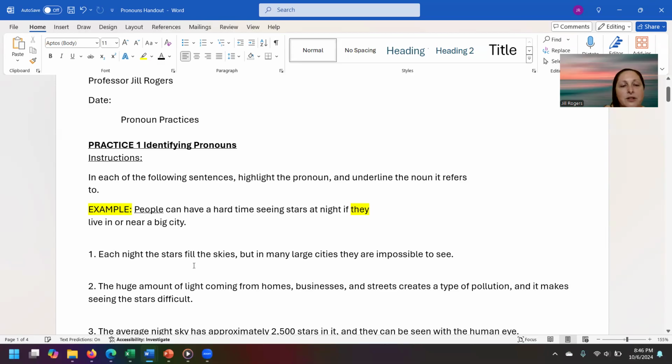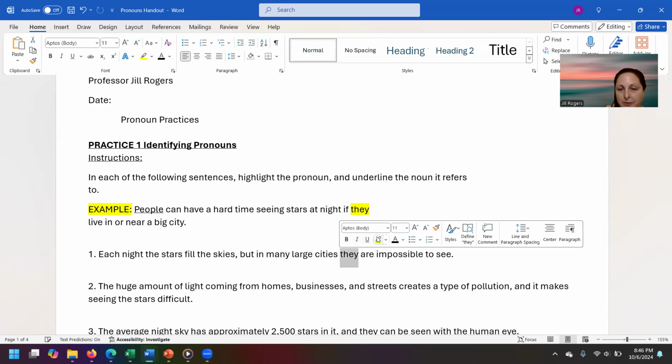The next sentence: each night the stars fill the skies, but in many large cities they are impossible to see. Okay, so I see that there's a pronoun here, so I should highlight that pronoun with a highlighter, right? And let's see which word it's replacing. So I know it's a plural word, and I see there's two plural nouns here.